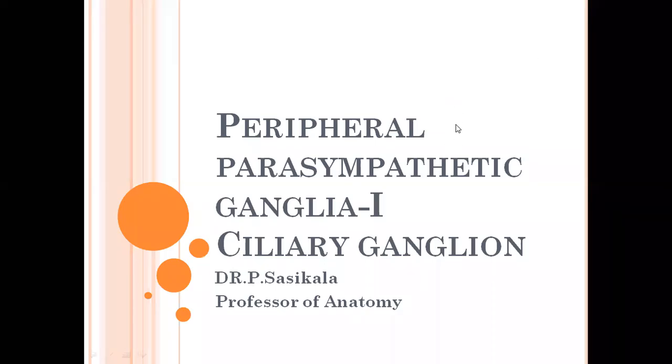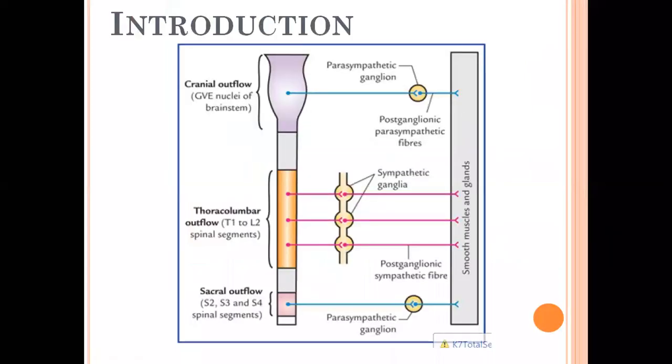So today we'll start with the peripheral parasympathetic ganglia. The first one we are going to see is the ciliary ganglion. Before going into that, I will give a short introduction to the autonomic nervous system.